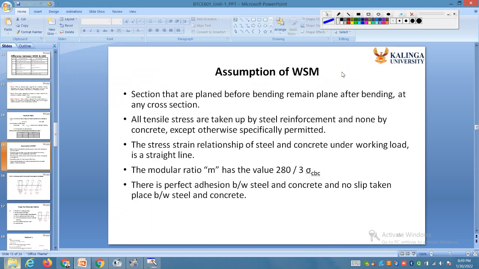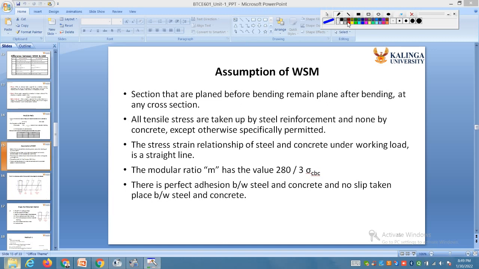During the design of structures using working stress method, while proposing this theory, what are the assumptions made? The first assumption is sections that are plane before bending will remain plane after bending. All tensile stresses will be taken by the steel reinforcement, and the stress-strain relationship will be a straight line.